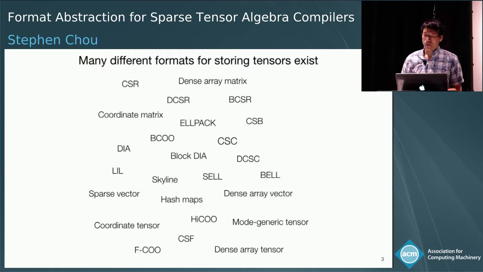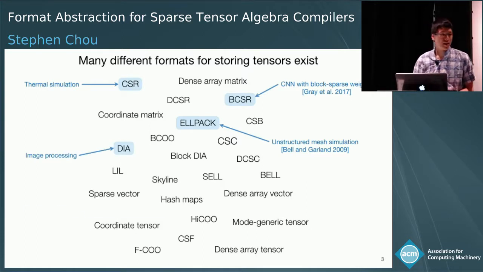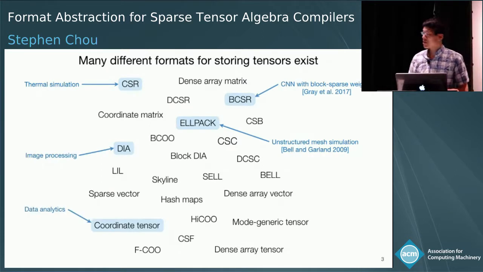Now, all of these different formats have practical applications, from thermal and mesh simulations to machine learning, image processing, and data analytics. And this is because each of these formats can offer performance benefits in real use cases depending on characteristics of the application and data.